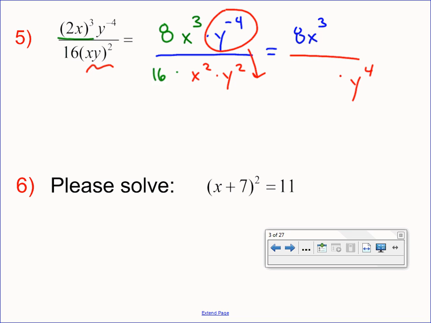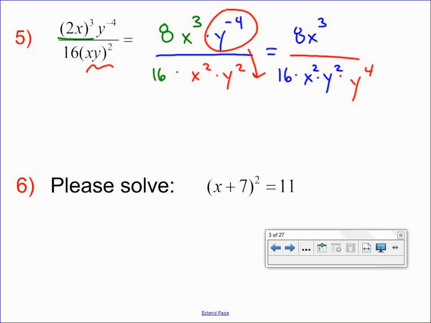So once again, any power with a negative exponent is equivalent to its reciprocal with the positive exponent. So a negative exponent means reciprocal. Meanwhile, I still have 16 on the bottom. I still have x squared on the bottom. I still have y squared on the bottom.